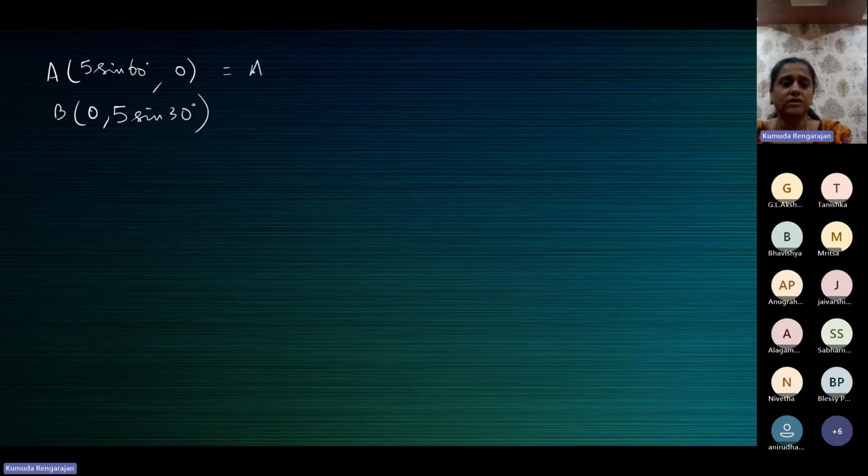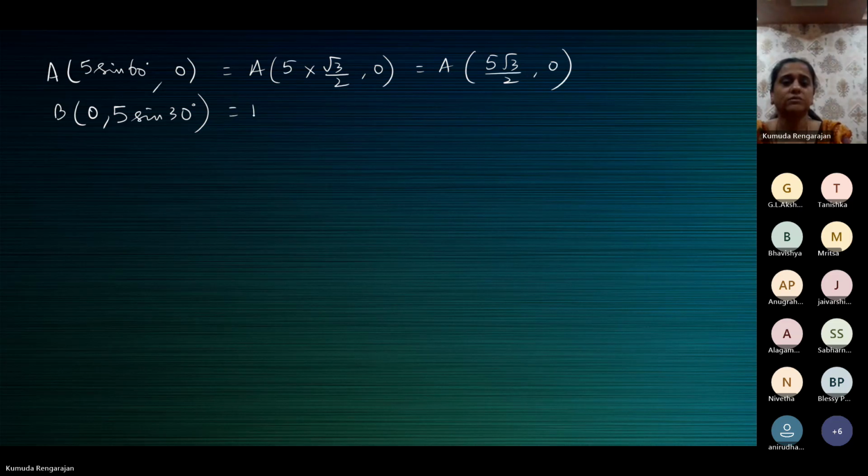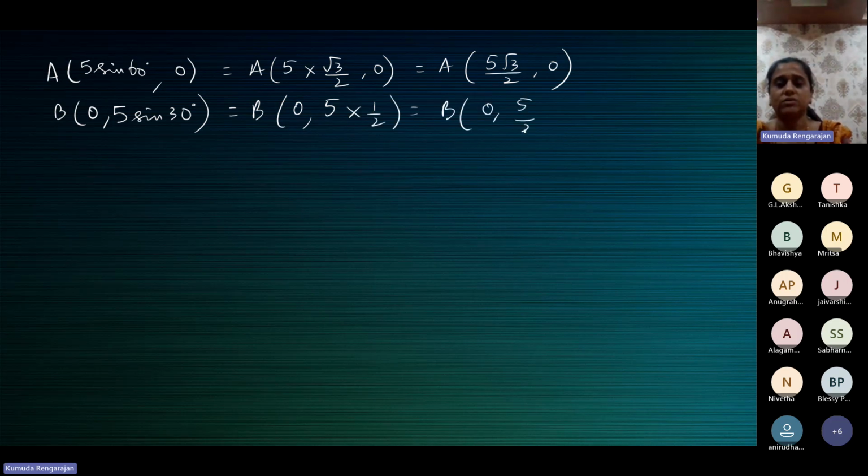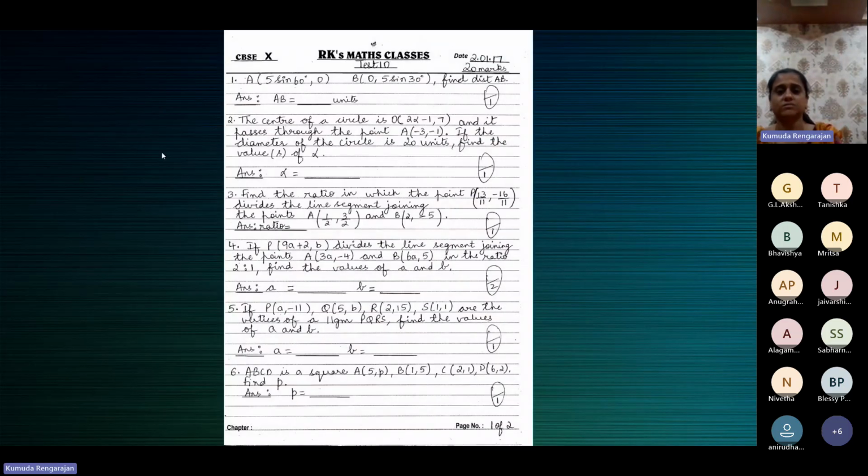So A is 5 into sine 60, which is root 3 by 2, comma 0, which means A is 5 root 3 by 2, comma 0. B is 0, comma 5 into 1 by 2, which is B 0, comma 5 by 2. Now we need to find the distance AB. Now please take the question and get the answer.